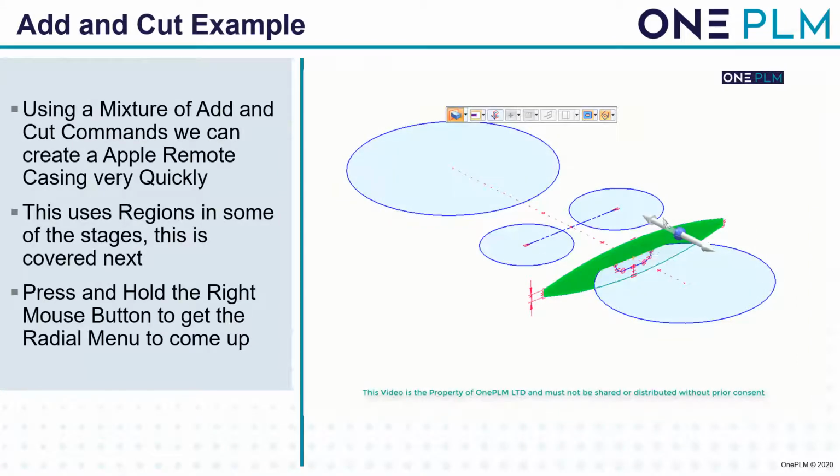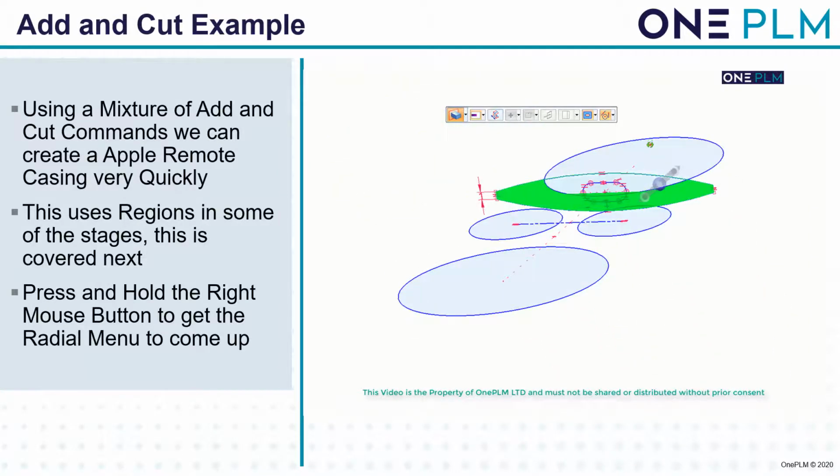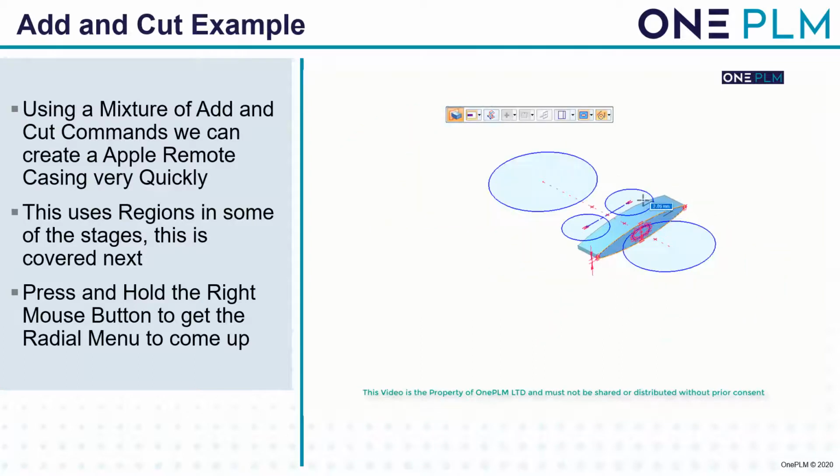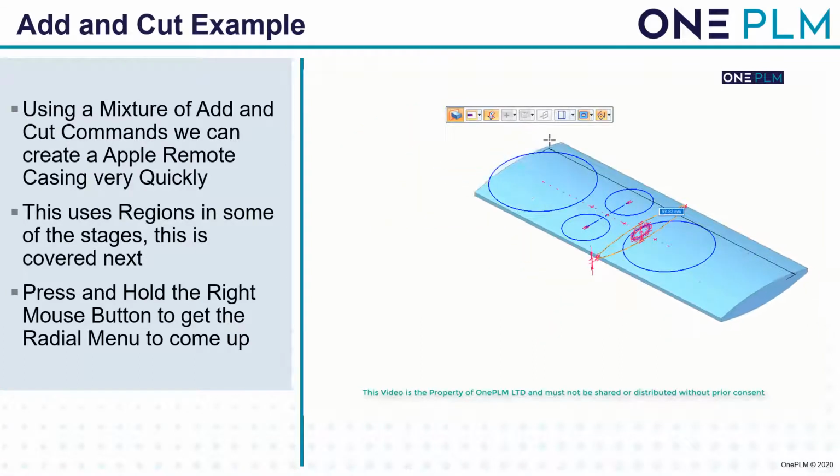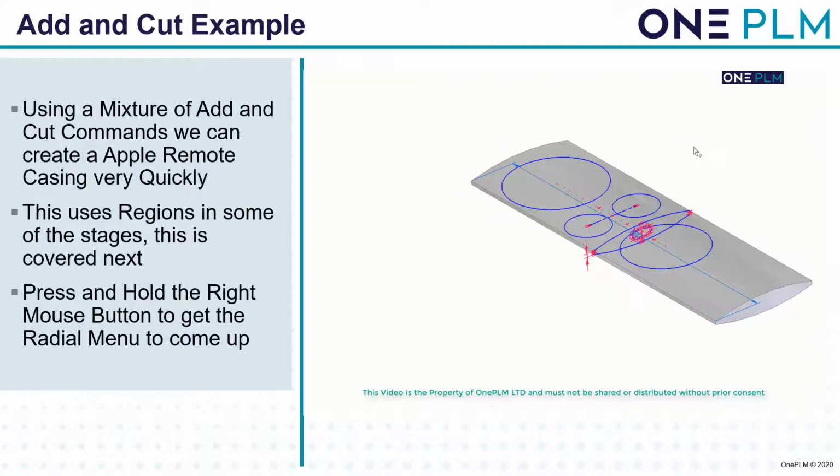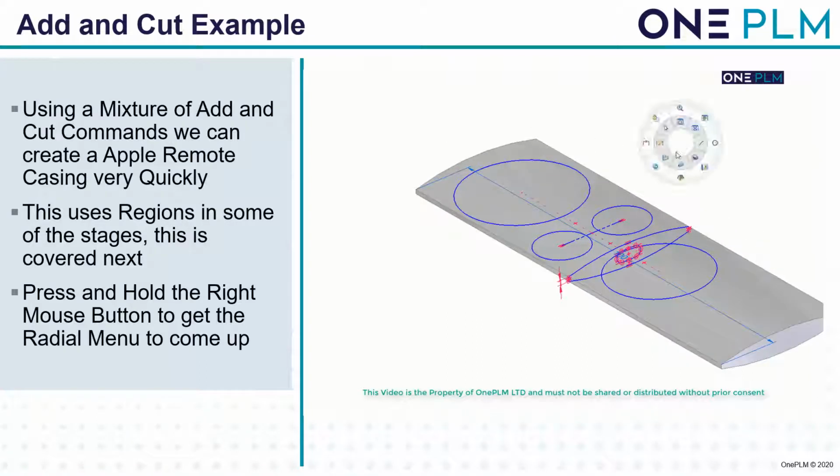So here we've got an add and cut example. When we do any of these options that we've just looked at, we can add or remove material. So both the extrude, the revolve, and the sweep, we can add or remove material very easily using the synchronous tools. So this one, we've used a section to create a solid. We've created a thin wall.